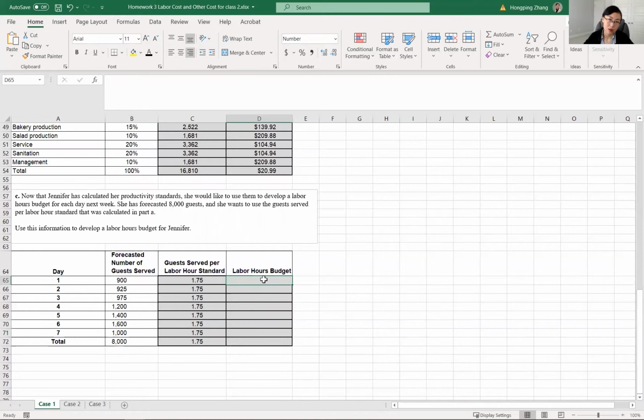Therefore, how many hours our employees have to work is the number of guests that day divided by how many guests we can serve, right? So this is in total how many hours our employees have to work on each day. Okay.